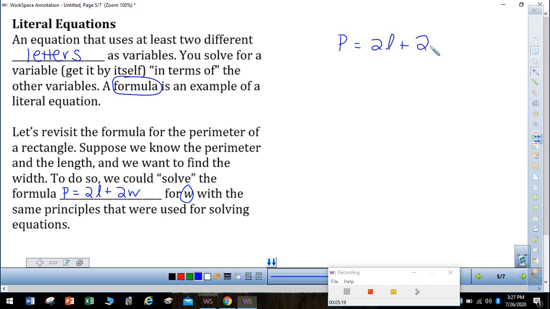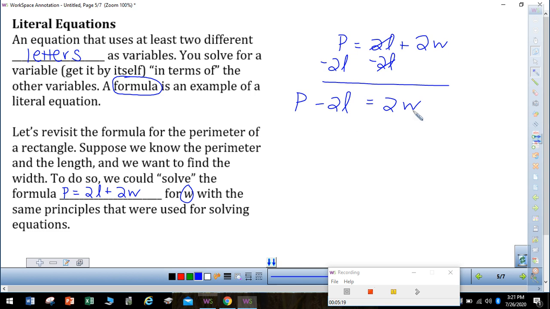If we want to get W by itself, first we want to get the term that involves the W by itself. So to get 2W by itself, we need to get rid of 2L. Now that 2L is a positive 2L, so to get rid of it, we're going to put on both sides a negative 2L, or subtract 2L from both sides. So that will cause the 2L to cancel from the right, leaving us with 2W. Now on the left, we can't really do anything with that. Those are not like terms. We just have to keep them separate. P minus 2L. Keep it as it is.